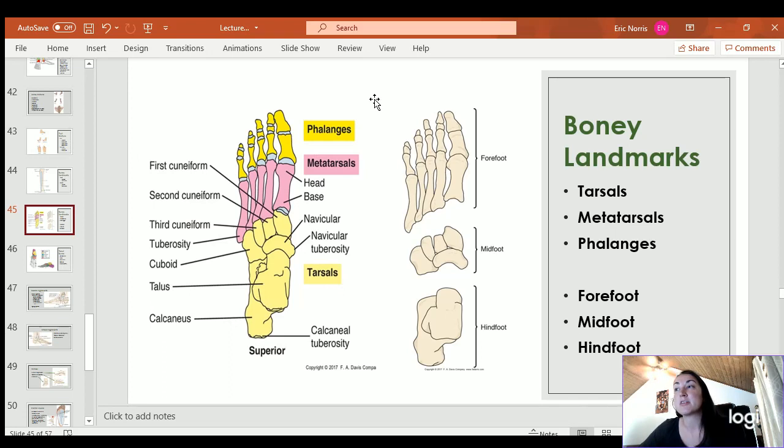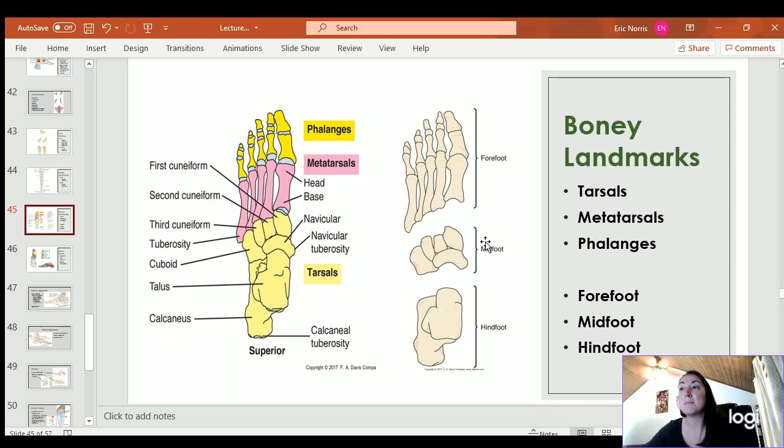Our bony landmarks of our foot. In the forefoot, we have our phalanges and our metatarsals. The most distal portion of the metatarsal is called the head. So you can see the fifth metatarsal head. Usually people have a little bony prominence there. And the first metatarsal head typically is where a bunion would be. So that helps you find those bony landmarks.